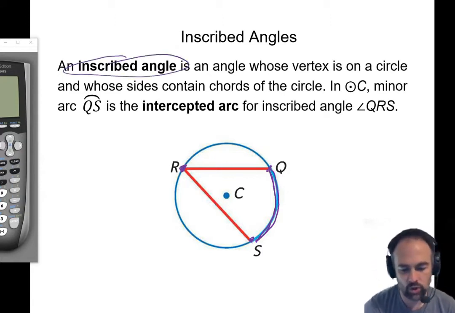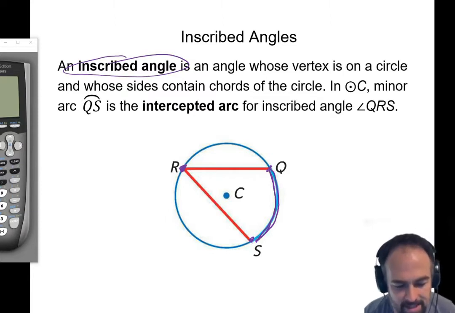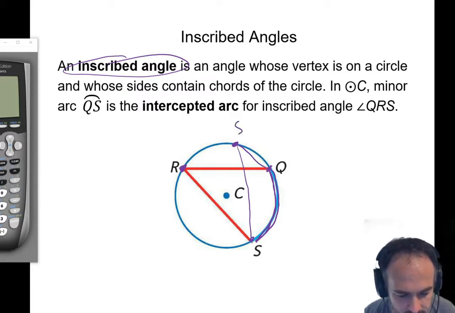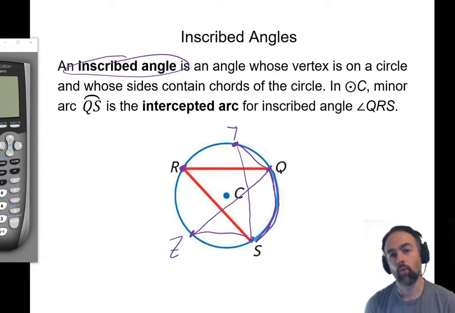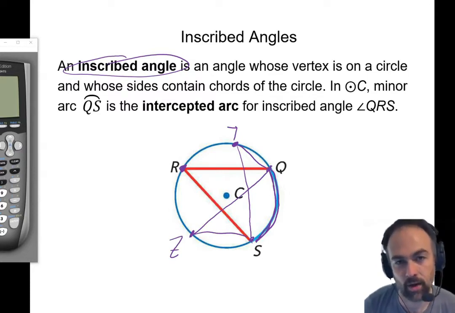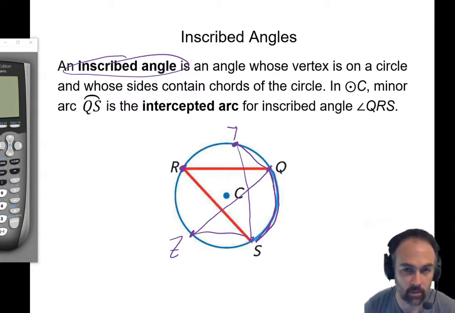Now, what you need to know about the inscribed angle is it doesn't matter where on the circle it is. I could put it over there. This is still over here at point, I already have an S, over here at point T. That's still an inscribed angle. I could also put another point down here, Z. That's an inscribed angle. It doesn't matter where on the circle I place the inscribed angle, or the vertex of the inscribed angle, the properties I'm about to show you in the next slide are going to hold true.